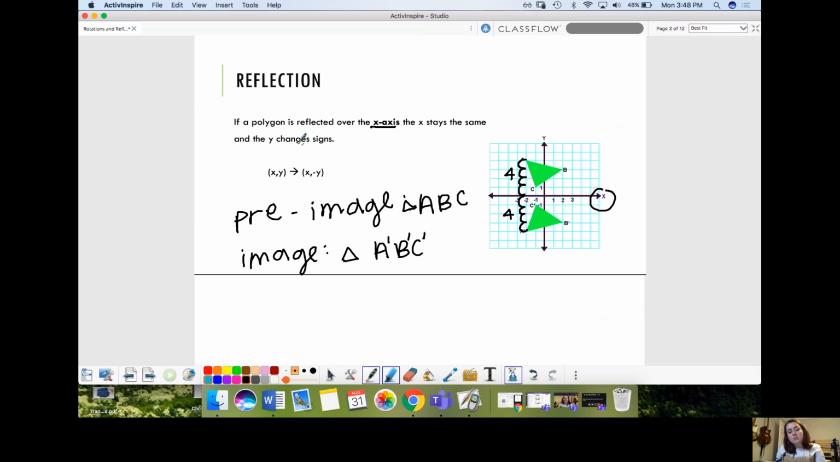Now with those points, you'll remember that we use this rule. When we reflect over the x-axis, then our x stays the same, but our y is going to change signs. So if it is positive, it becomes negative. But if it is negative, it's going to become positive. If you remember this rule about distance, then this rule over here is going to come pretty naturally.